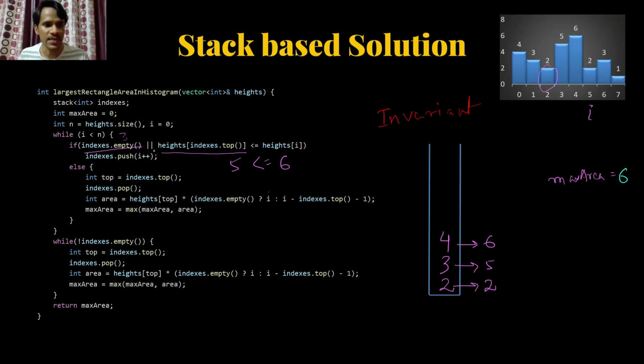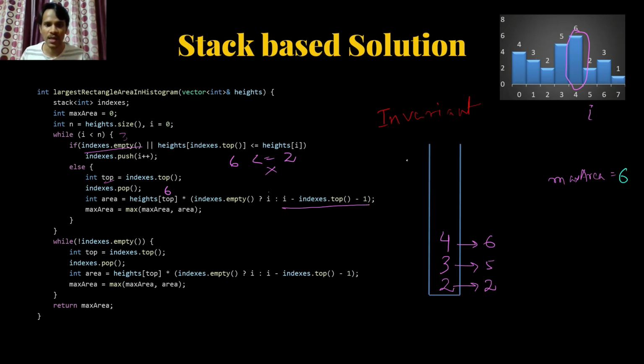We check whether stack is empty. No. We are comparing whether the top element of the stack, that is 6, is less than equal to 2, in which case this is false. So we go to the else part. Again the top index is kept in top. So currently the height of top is this, which is 6. And since the stack is not empty, we go to this part.